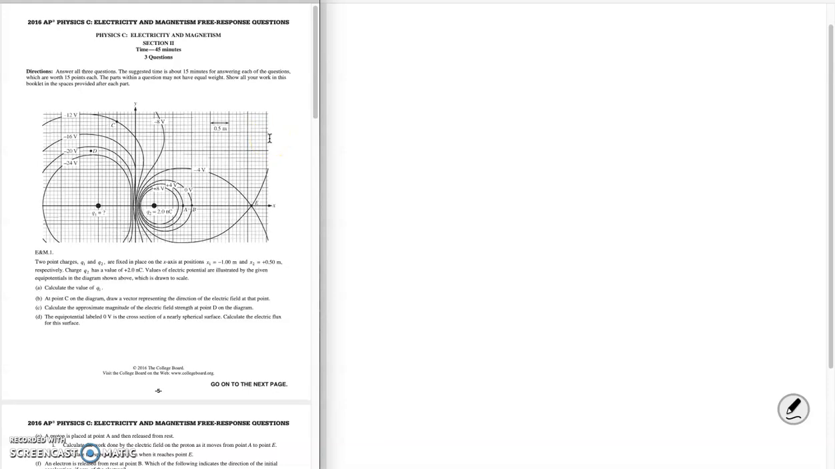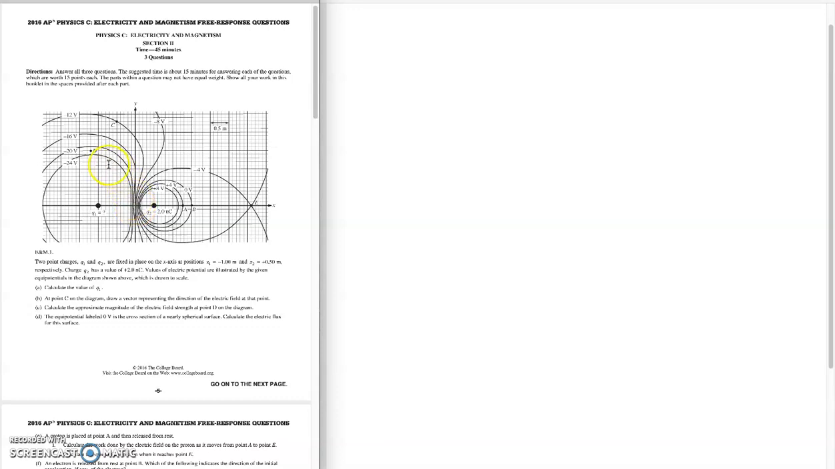All right, let's take a look at the 2016 E&M problem number 1. What they give us here is an unknown charge and a positive charge of 2 nanocoulombs on a Cartesian plane and some equipotential lines drawn around them.